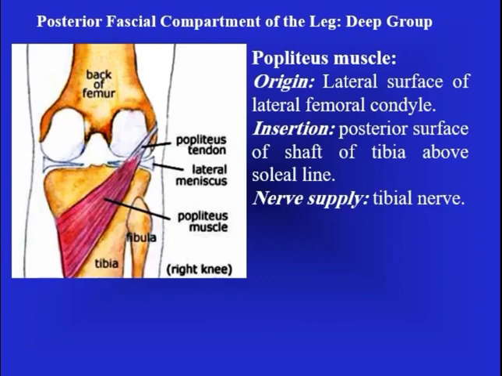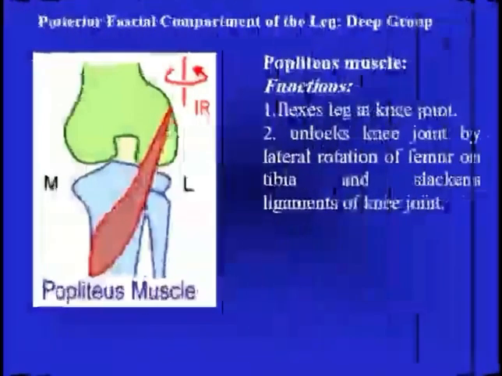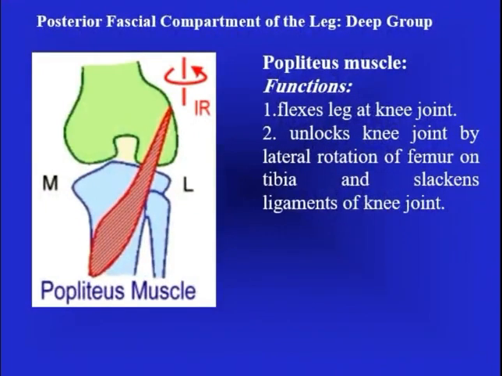This figure illustrates the popliteus muscle arising from above the lateral femoral condyle to the posterior surface of the shaft of the tibia above the soleal line. The main function of the popliteus is flexion of the leg at the knee joint. Also, it unlocks the knee joint by lateral rotation of the femur on the tibia and slackens the ligament of the knee joint. So it acts as a flexor of the knee and unlocks the knee.